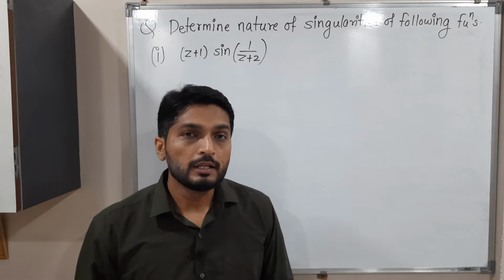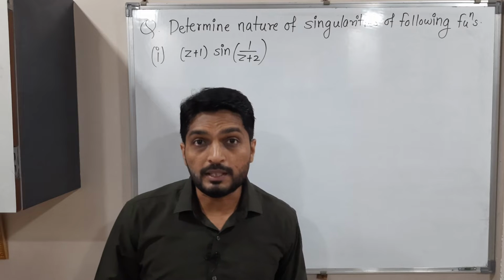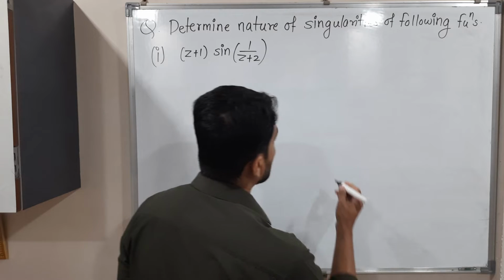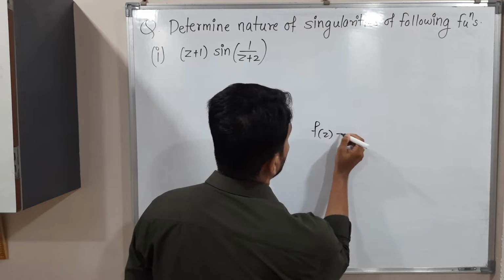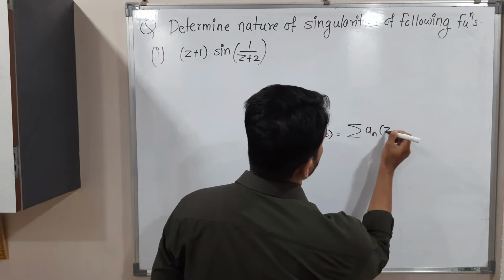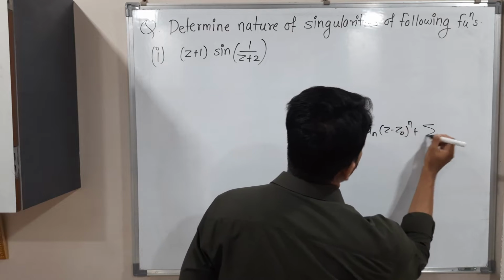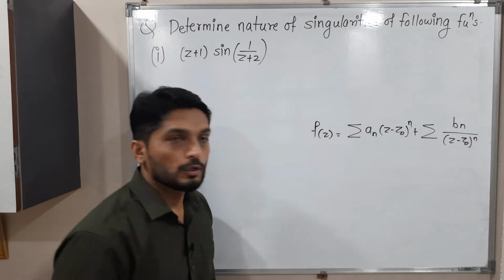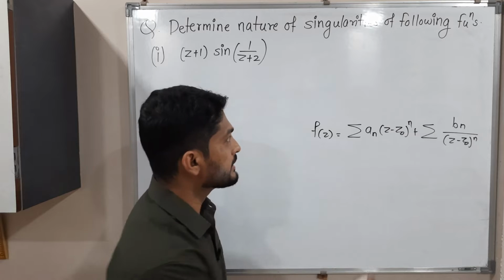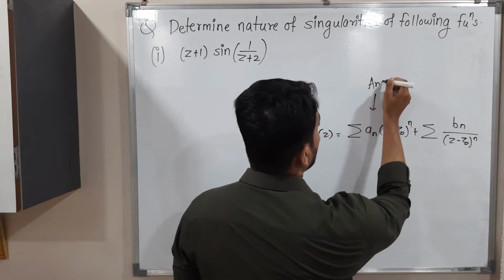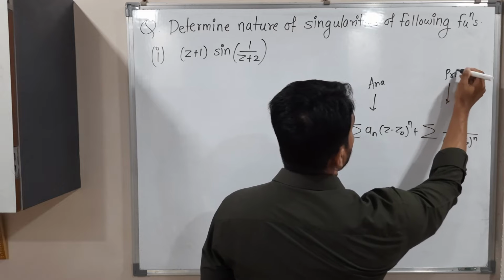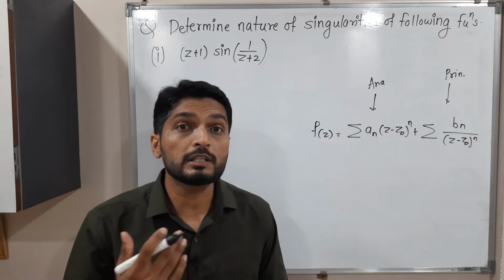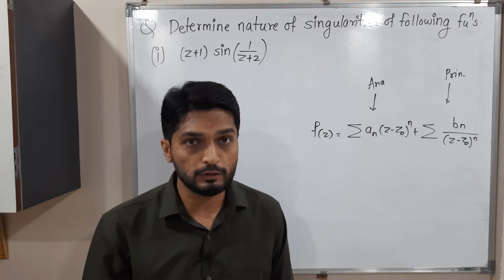Generally what we do is try to express the given function in the form of a Laurent series. So what is the standard form of Laurent series? Summation a_n (z minus z naught) raised to n, plus summation b_n upon (z minus z naught) raised to n. The Laurent series has two parts: this is the analytic part and this is the principal part. The principal part is crucial for us, because by observing the principal part we will decide the type of singularity.